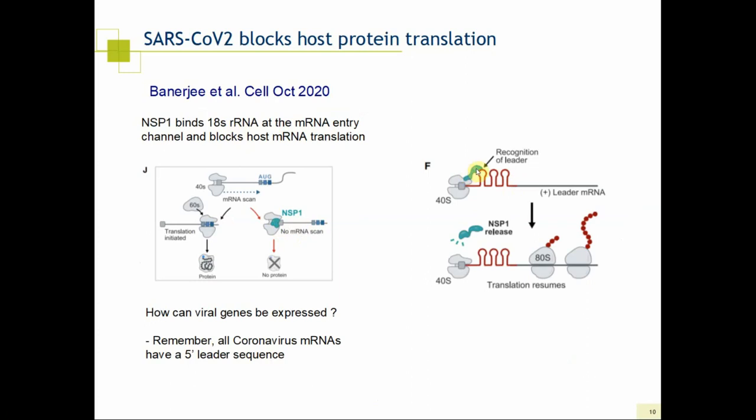So another domain of the NSP1 protein will specifically bind to these secondary structure elements, these stem loop structures in the 5' leader sequence, and that allows the release of NSP1 so that the viral RNAs can be translated. So, this is quite clever. The virus is going to completely take over the translation apparatus, block all the host protein synthesis, so all of the infected cell ribosomes can be dedicated to producing viral proteins.